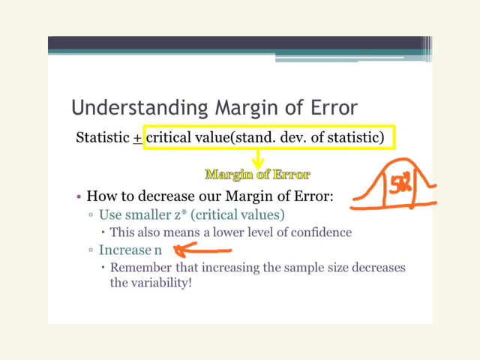We can decrease our critical value, but then we have the issue of having lower confidence, or we can increase our sample size, which may mean more work, all right? May mean we need to use more money to do that, to collect more data. Neither one of these is perfect, but those are the 2 options that we have.